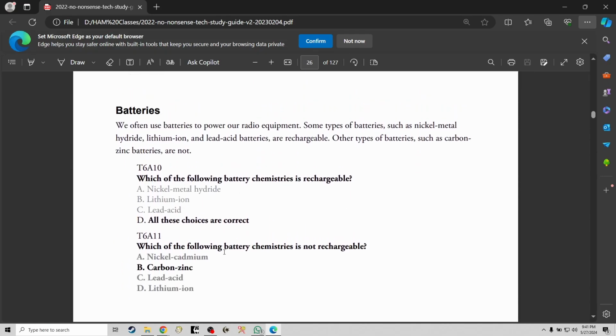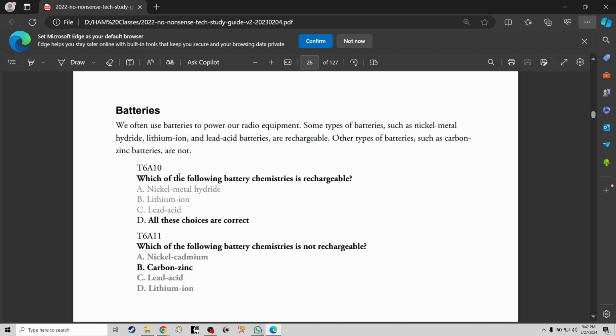Batteries, which is a very, very good thing. We all need to have batteries for all kinds of things. You've got a lot of different kinds of batteries: nickel plated, nickel metal hydride, lithium ion, lead acid, and then of course your rechargeables, and all kinds of zinc batteries are out there.